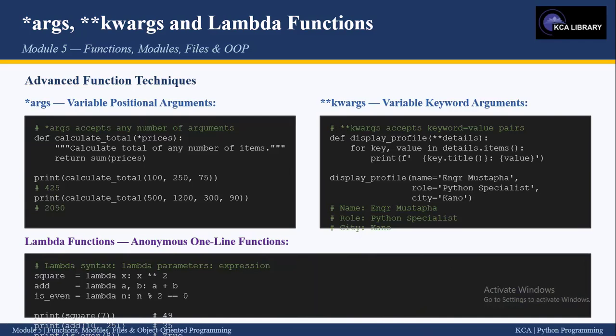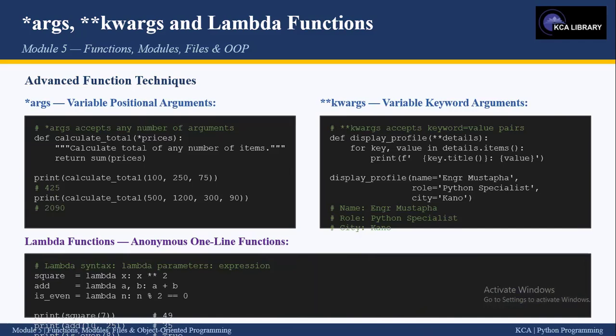2090. The second technique is kwargs, which accepts any number of keyword arguments as a dictionary. def display_profile(**details): for key, value in details.items(): print(f'{key.title()}: {value}'). display_profile(name='Engineer Mustafa', role='Python Specialist CT Kano') prints Name: Engineer Mustafa, Role: Python Specialist CT Kano. So this is how it is going to fire.